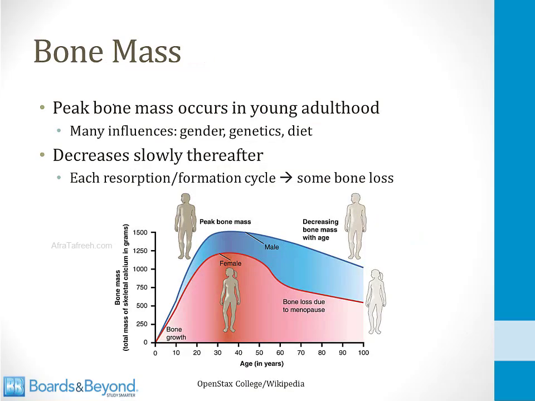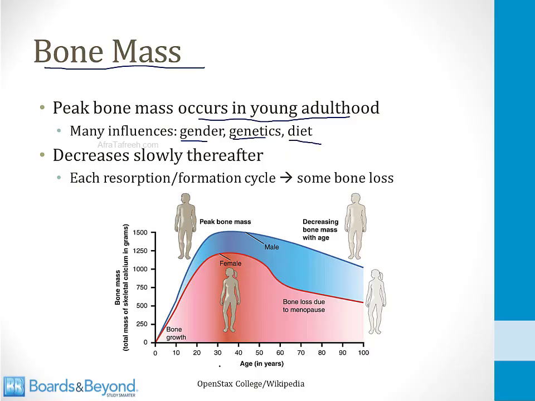So why is osteoporosis more common among elderly white women? Well, in order to answer this question, we have to talk about bone mass. So your total bone mass in your body is not constant throughout your life. It changes over time. And your peak bone mass occurs in young adulthood. So your bone mass increases during childhood and it peaks in young adulthood. And the peak depends on many things. It depends on your gender, whether you're male or female, your family genetics, and also the amount of calcium and vitamin D and other things you consume in your diet.